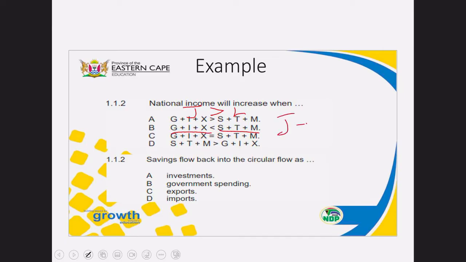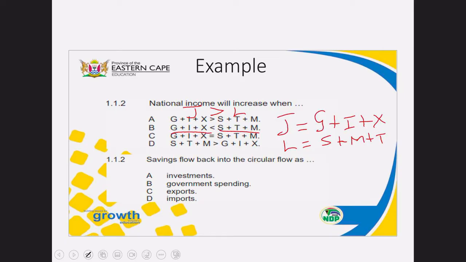Your J is your injections. It is your government expenditure plus your investment expenditure plus your export income. Those are your injections. As well as your leakages, which will be your SMT. I said you must remember it like that in order for you not to miss the marks. It doesn't matter whether you say it's S plus M plus T, for as long as you have all of them. So those are your leakages and your injections. Make sure you go to the paper on Tuesday having mastered this.